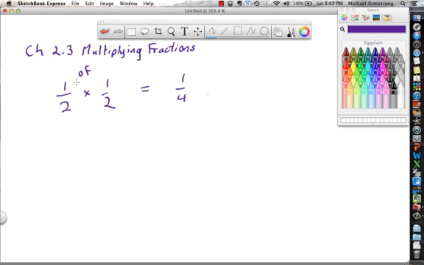2, let's see, maybe change to a light color. 1 times 1 is 1, 2 times 2 is 4. That's how you get there.